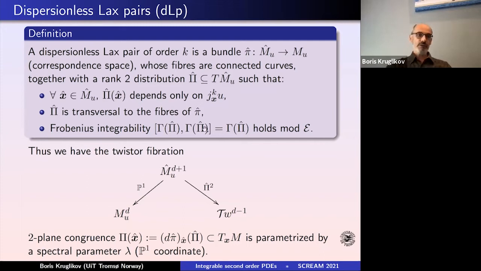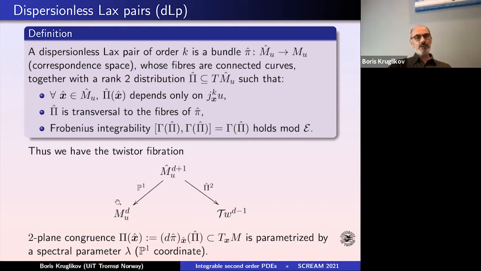And there shall be Frobenius integrability. So on the top, the actual distribution is Frobenius integrable modulo the equation. So the U is involved in here. So when you write the Frobenius integrability condition, there will be a constraint. And this constraint has to be actually equivalent to the equation. Some people say it just holds due to the equation, but in fact, the non-degeneracy condition, which we formulated carefully with David Calderbank, has to mean that it's actually equivalent. So now we have a twistor fibration.